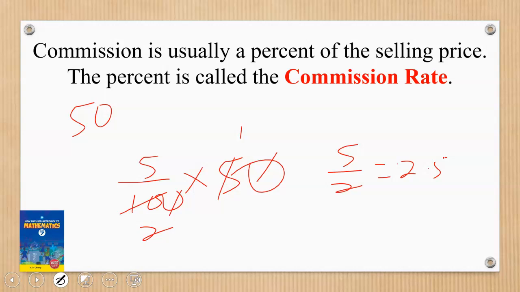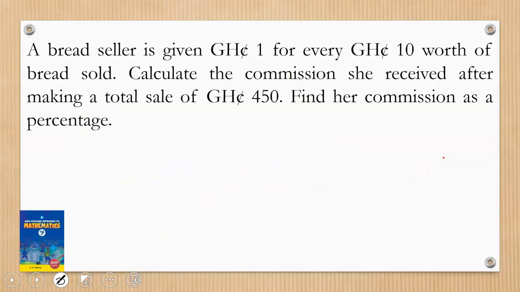So that is commission. Now we are going to take a series of questions and see how we can apply this concept to solve them. A bread seller is given 1 cedi for every 10 cedis worth of bread sold. So that means if she sells 10 cedis worth of bread, the owner will give her 1 cedi. If she sells 20 cedis worth of bread, she'll receive 2 cedis, in that order. We want to calculate the commission she received after making total sales of 450 cedis, and we also want to find the commission rate in terms of percentage.